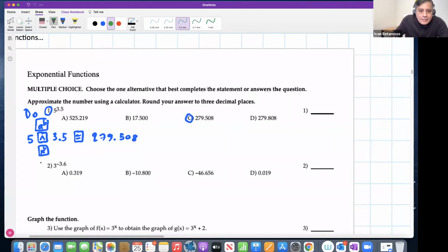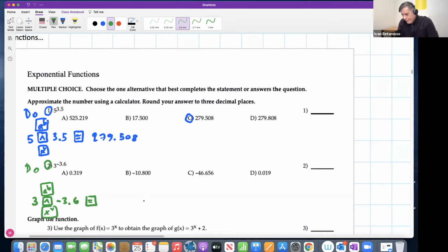Excellent. Try this, guys, with a negative exponent. Do this now. 3 raised to negative 3.6, equal. Either x to y or a to b, either way it's fine. It depends on the calculator, but get it done. Practice, guys, because you're going to need these computations for the applications.